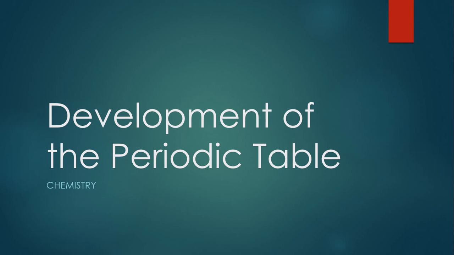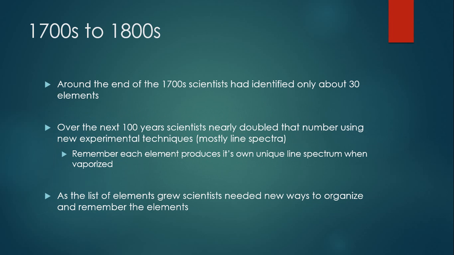Alright, let's talk about the development of the periodic table. So, at the end of the 1700s, scientists only knew about 100 elements, so it wasn't really that hard to keep track of them. The properties and everything was fairly easy just to remember 30 different elements and their properties. That's what most chemists were expected to do.